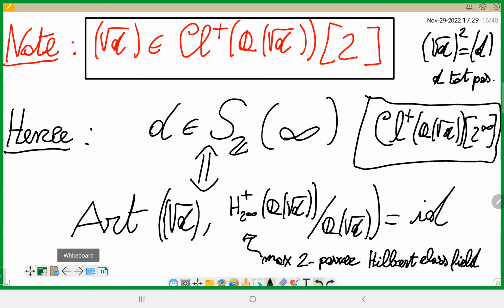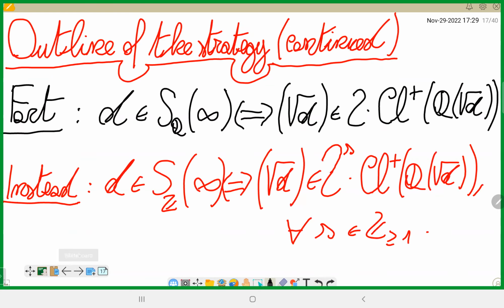And let me say what's now the outline of the strategy at a very high level. So it is a fact that one can check that D is in SQ infinity, so it has this prime factor, so 1 and 2 mod 4. Actually, you can rephrase it by saying that the class of square root d is at least a double in the narrow class group. So it's divisible by 2 in this finite abelian group.